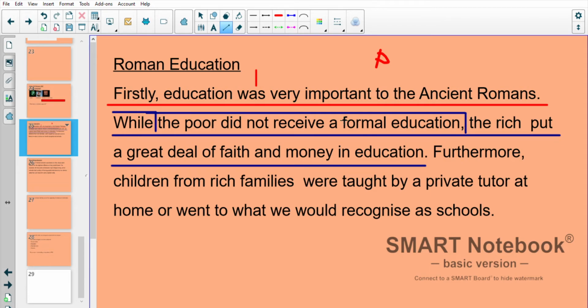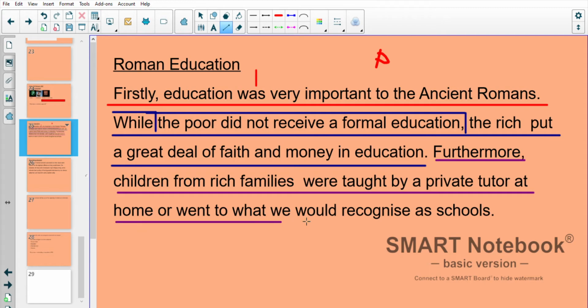I'm going to elaborate. I'm going to give even more information because this is my elaboration part. Furthermore, that's another way of saying also, or in addition, comma, the children from rich families were taught by a private tutor. That means someone that is paid a lot of money that comes on their own at home, or they went to what we would recognise as schools. So they went somewhere to learn like we do.